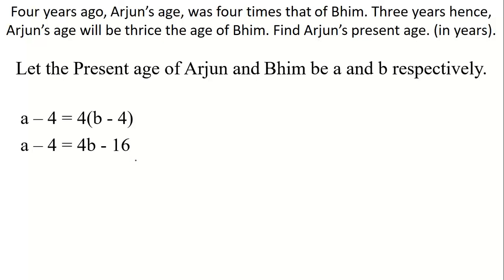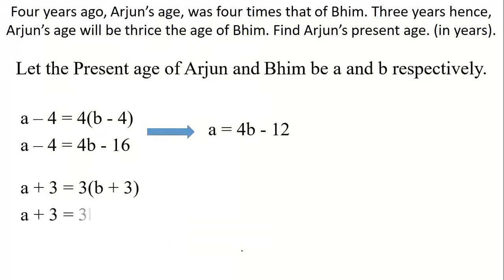A minus 4 is 4B minus 16. Or I can get the value of A as 4B minus 12. After 3 years, Arjun's age will be A plus 3 while Bhim's age will be B plus 3. So according to the given condition, A plus 3 will be thrice Bhim's age, that is thrice of B plus 3. So if I solve this, I get A plus 3 is equal to 3B plus 9, or A will be 3B plus 6.